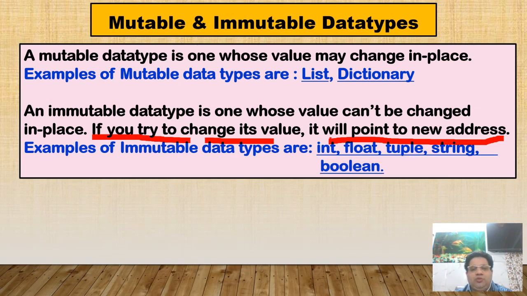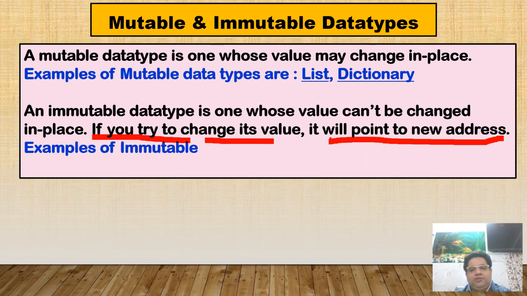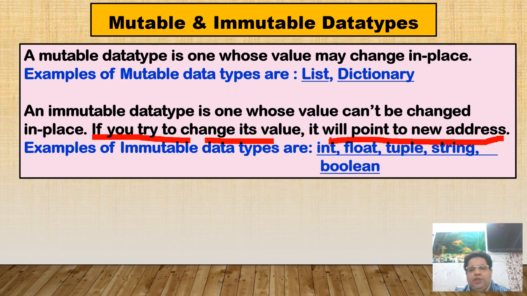Now the examples of immutable data types in Python are int, float, tuple, string, boolean. Int means integer. So these are five data types that are immutable, which means their value cannot be changed in place. Tuple and strings we will study as separate chapters in Python.